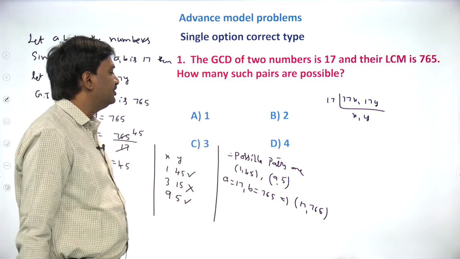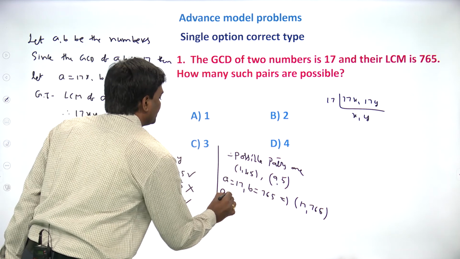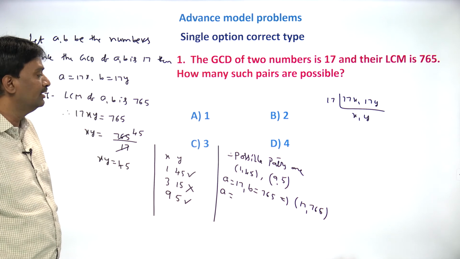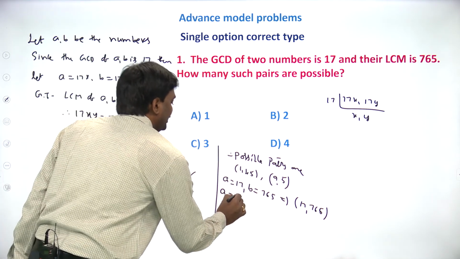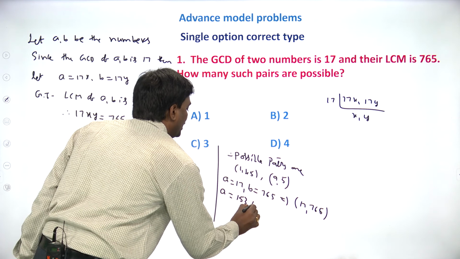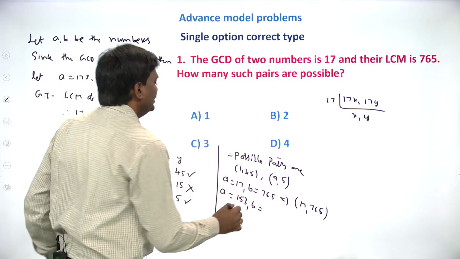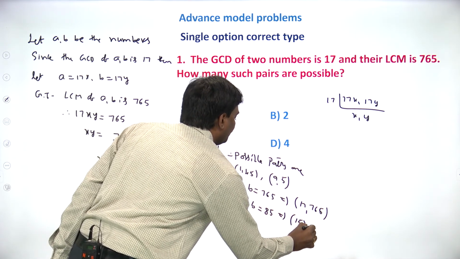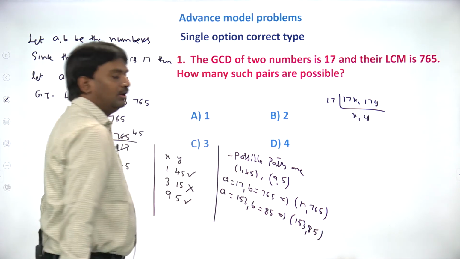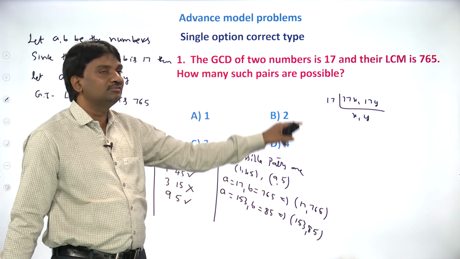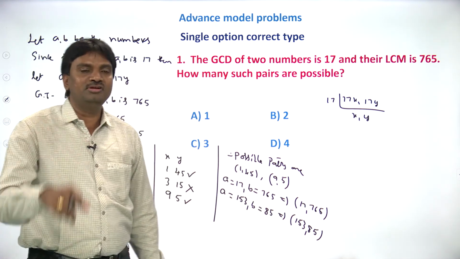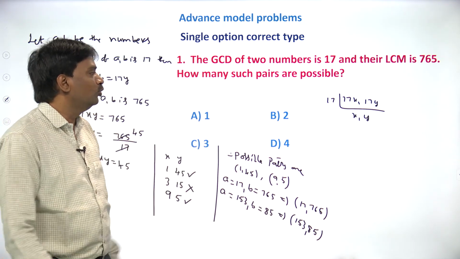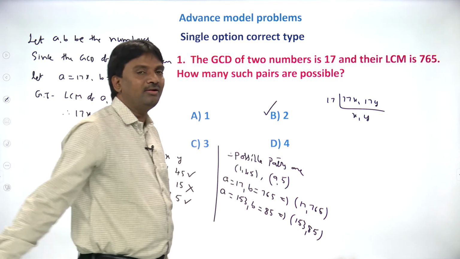Next, if you take x equal to 9, y equal to 5, a equal to 17 into 9. So, 9 7s are 63, 9 1s are 9 plus 6 is 15, so 153. b equal to 17y, 17 5s are 85. So, another pair is 153 comma 85. So, according to the problem, how many such pairs are possible? 17 comma 765 is one pair, 153 comma 85 is another pair. So, two pairs exist. So, that is why we can take option B.